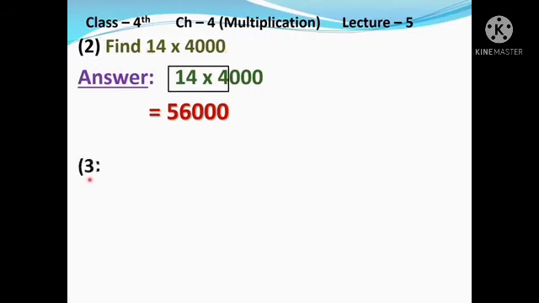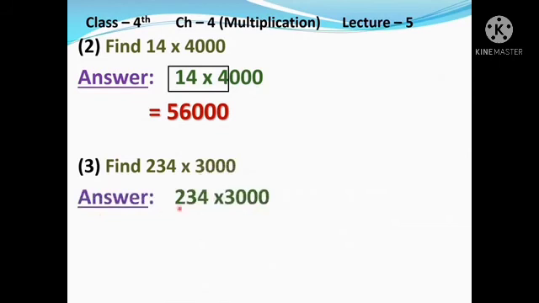Okay. Now question 3. Find 234 multiply 3000. Write down answer. 234 multiply 3000. First multiply 234 by 3 and then place 3 zeros to the right side of the product. So multiply 234 multiply 3.